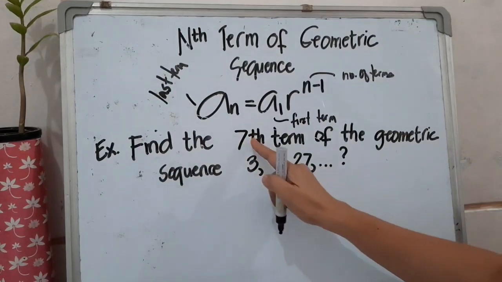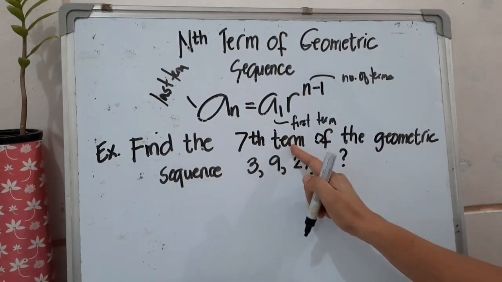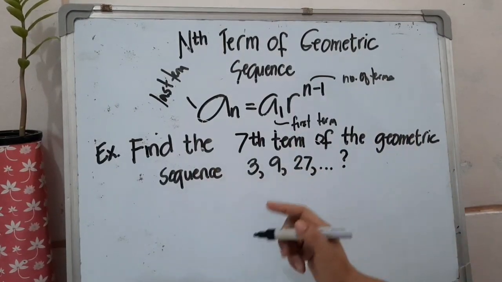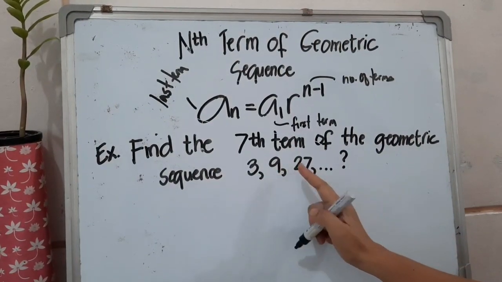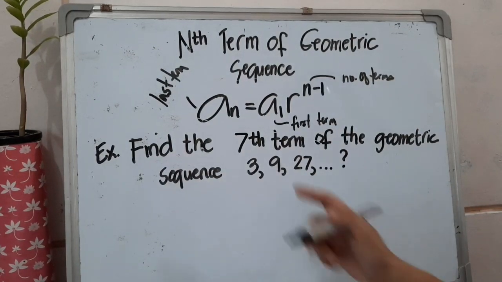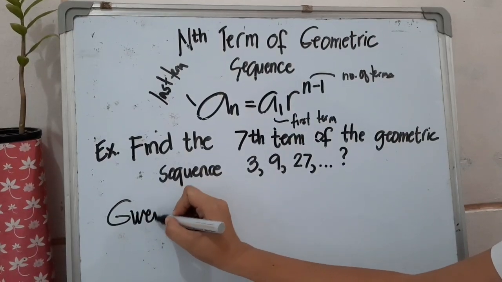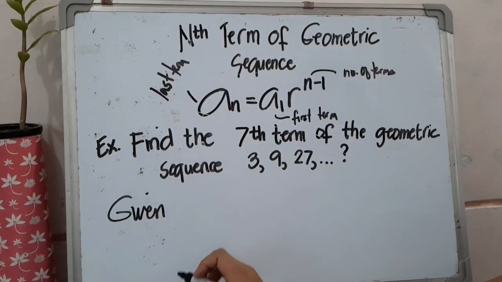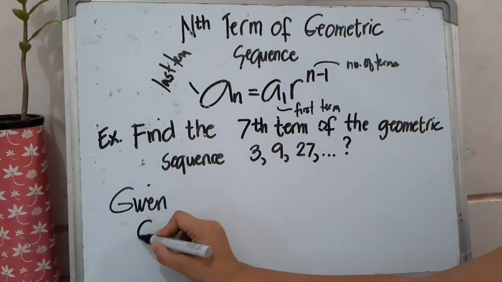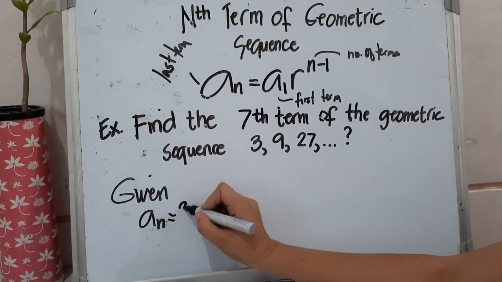So find the 7th term. We'll have example number 1. Find the 7th term of the geometric sequence 3, 9, 27, and so on and so forth. Yes, we have to identify all our givens first. So take note, we have to identify our givens. What are our givens? We'll get our last term, a sub n. Do we have the last term? Of course not, because we have to look for our last term.